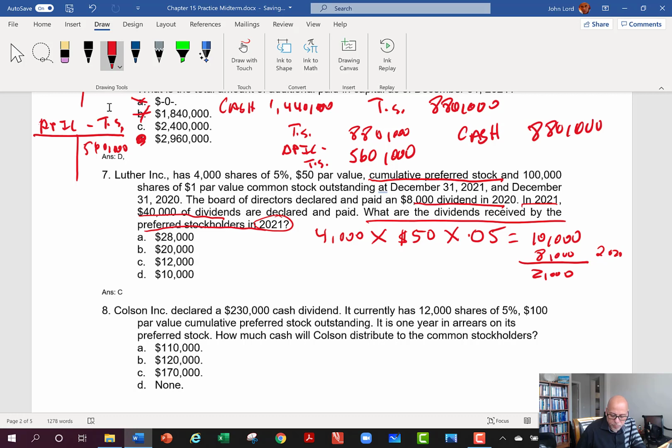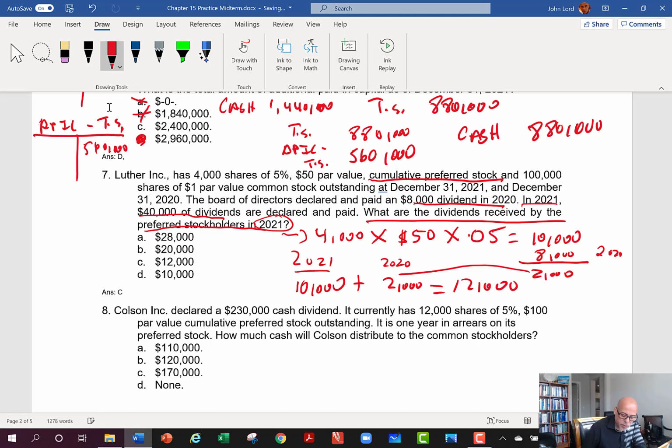So that means they've got 2,000 that are in arrears for the preferred shareholders. Now we go into 2021, and again, same calculation, they're going to owe 10,000. But they've got to catch up that amount that was attributable to 2020, that 2,000. So if you take the 10,000 that has to be paid every year, and then add in any amounts in arrears, which in this case was 2,000, that gives us the $12,000. Answer here is C.